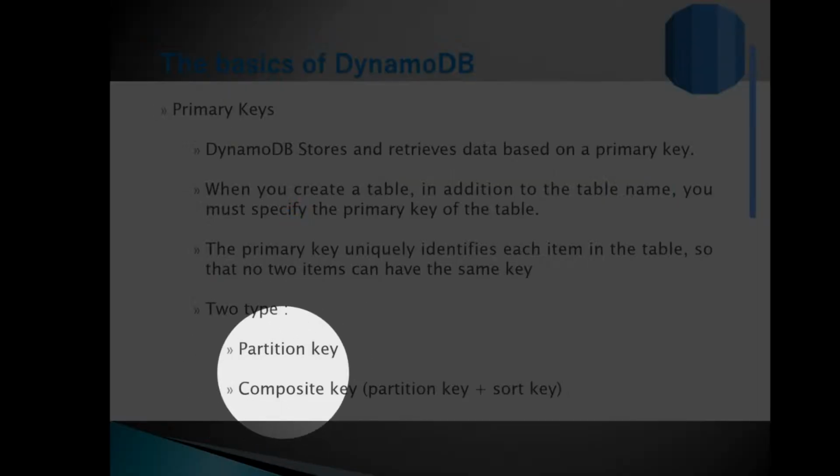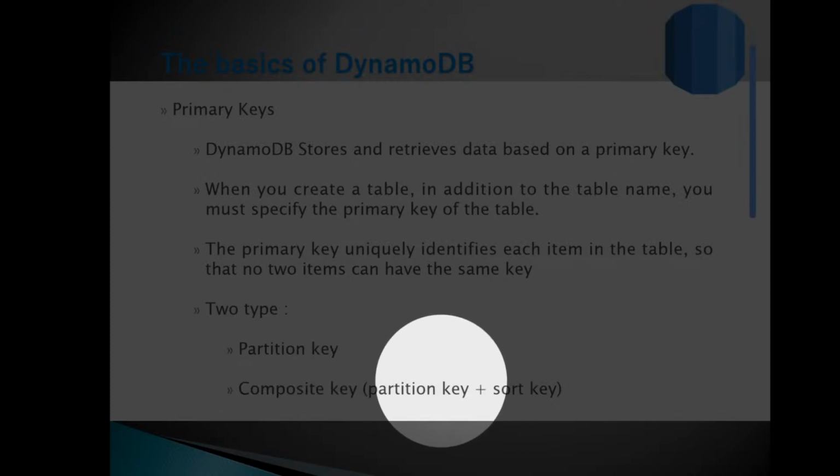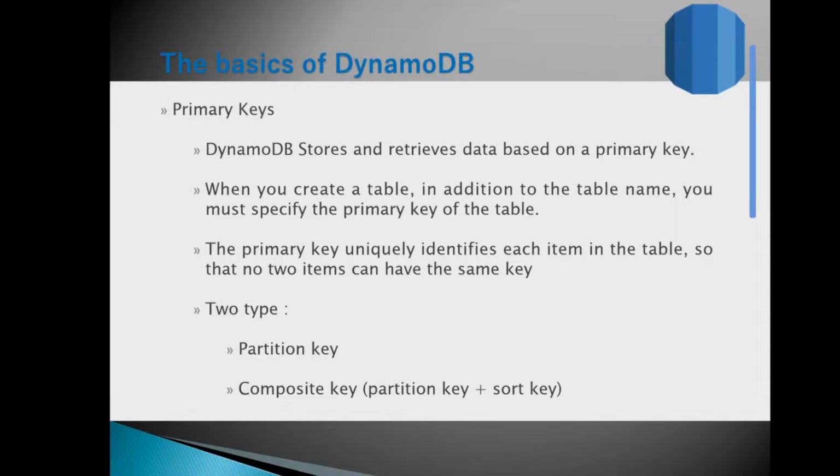There are 2 types of primary key. One is called the partition key, another is called the composite key. It is a combination of partition key and sort key.